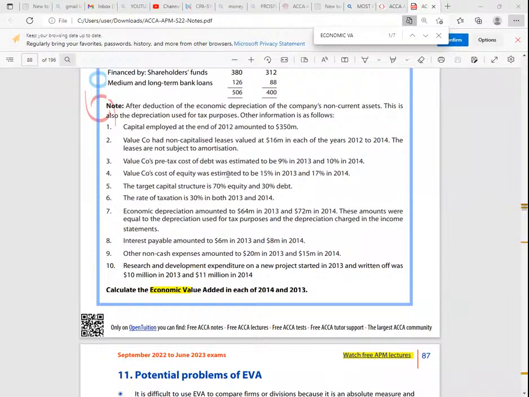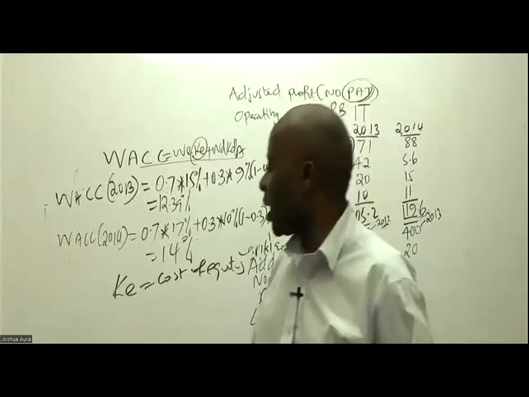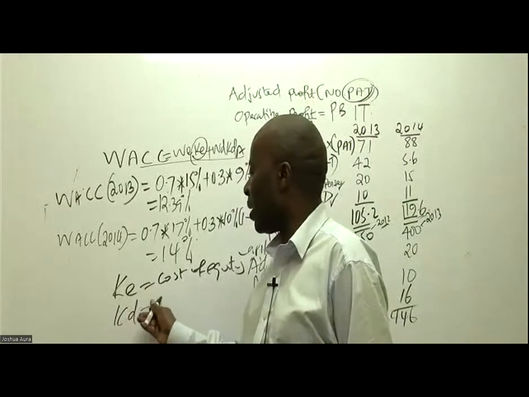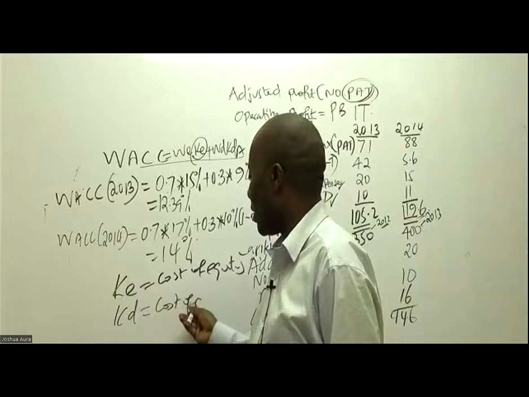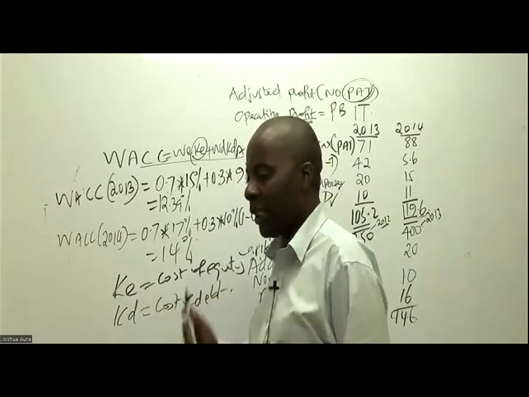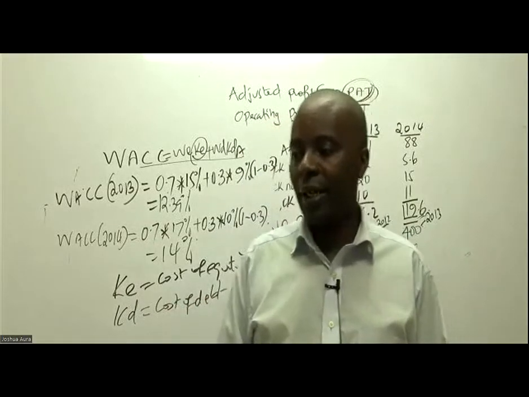They've given you the cost of equity for the 2 years. If it's 2013, it's 15%; 2014 is 17%. And then we have KD. KD has also been given. It's about just plugging in. Remember, KD stands for cost of debt.